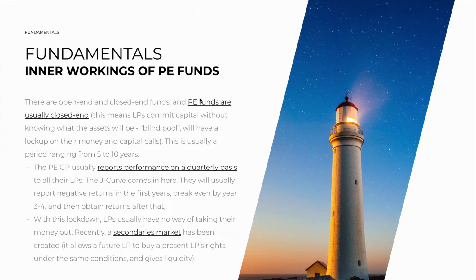Private equity firms are usually what's called closed-end. This means that the LPs commit their capital without knowing what the assets will be, what's called a blind pool investment, and they have a lockup on their capital, as well as capital calls, instead of all the capital being requested at the beginning. We'll go deeper into this, and this fund usually lasts between 5 to 10 years.